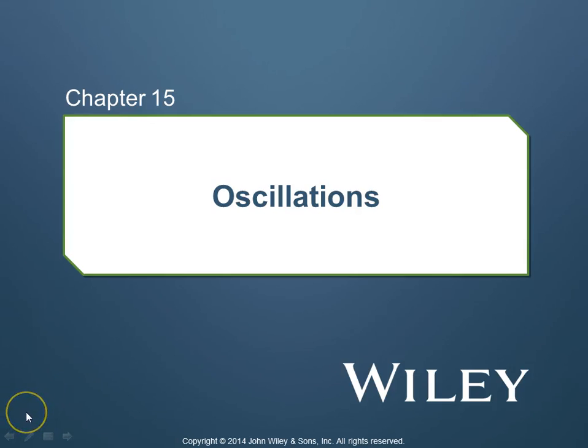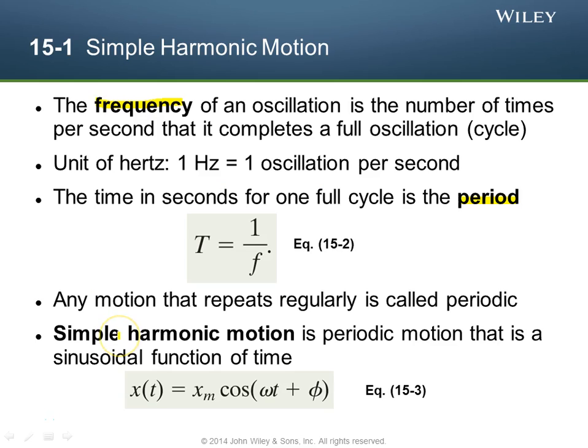In this video, we're going to take a look at Chapter 15 on oscillations. To start, we're going to talk about simple harmonic motion. We did talk about this in AP Physics 1, so hopefully some of these terms are a review, such as frequency and period and their relationship with one another.